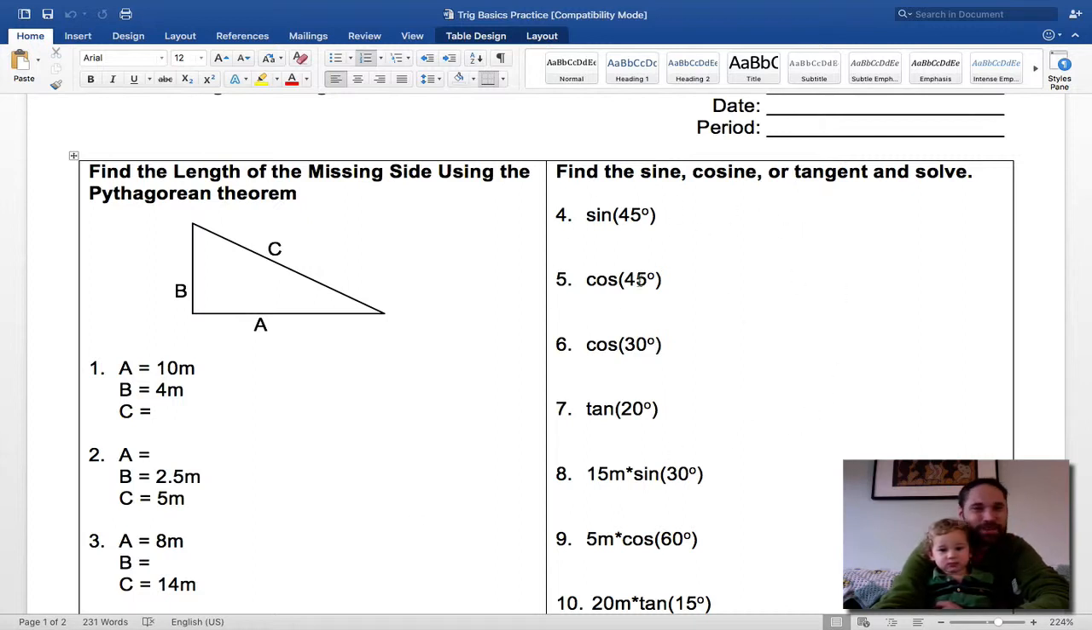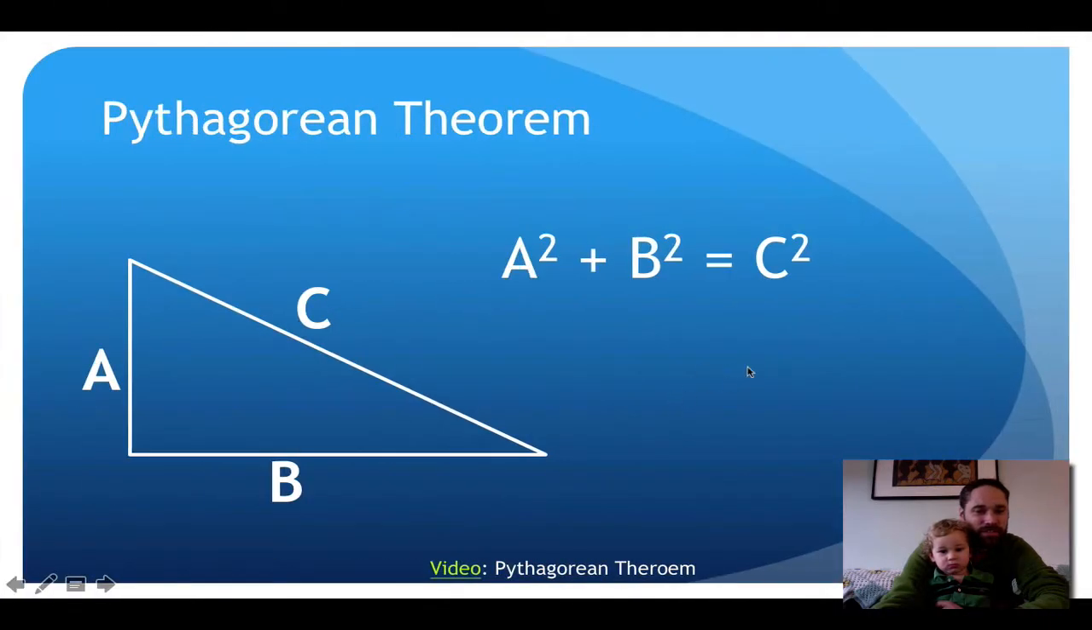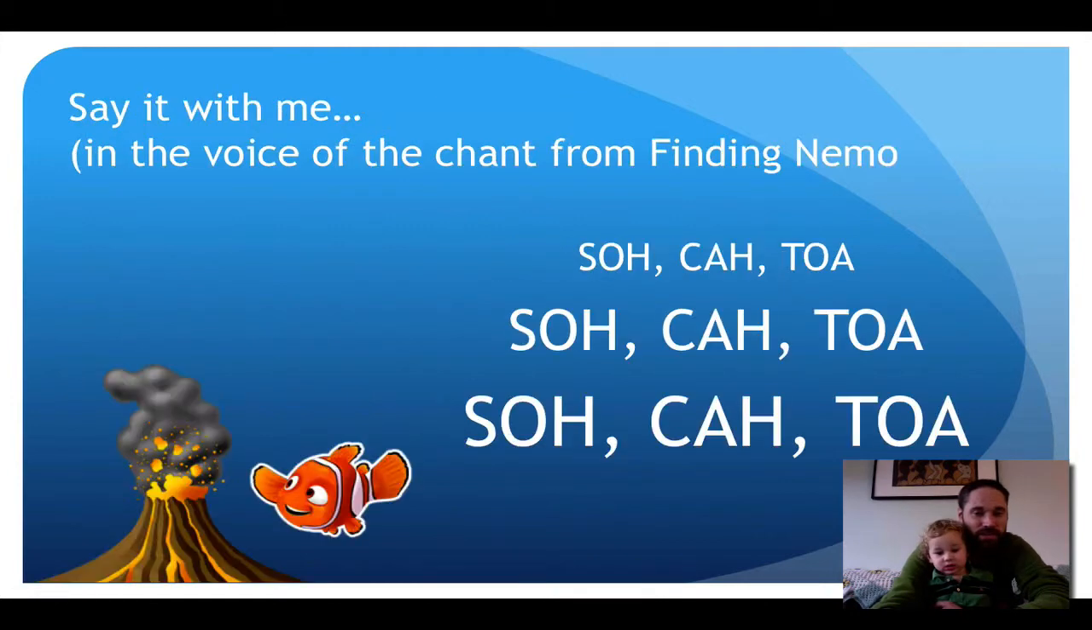The next set of problems over here, starting at the top, use sine, cosine, and tangent. This is important. So those of you who have ever seen the movie Finding Nemo, you'll know my trick. In my brain, when I think sine, cosine, and tangent, I think this. I want you to say it with me in the voice of the tank fish from Finding Nemo. We have this chant, so here we go.